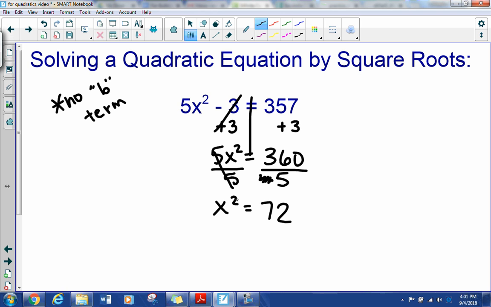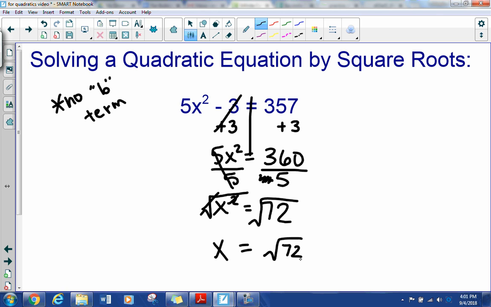Well, the way to undo something that has been squared is by taking its square root. A square and a square root cancel, leaving me with just x, but I had to do the square root on both sides of the equation to keep everything balanced. So that would give me the square root of 72, which we can talk about in just a second.